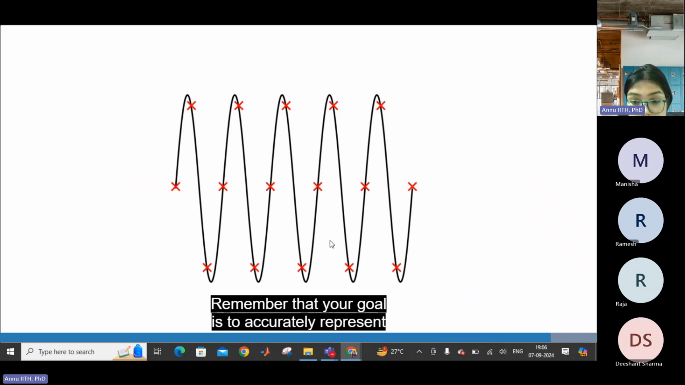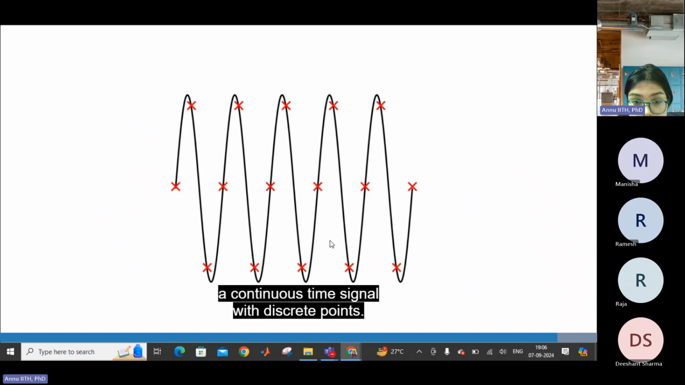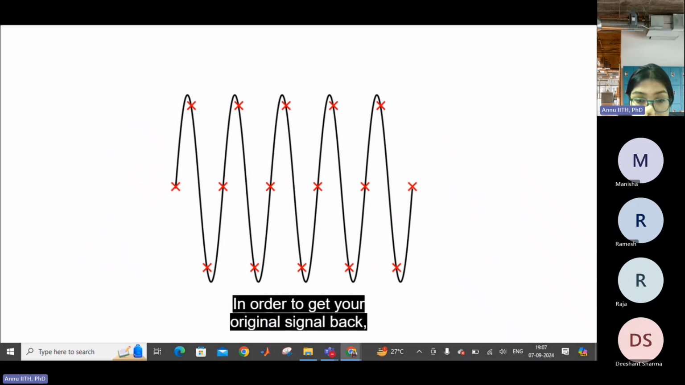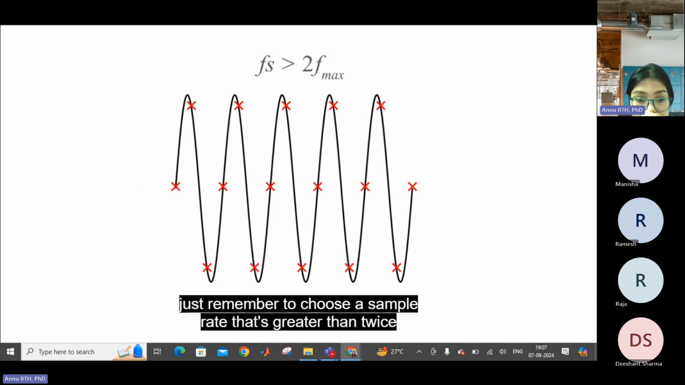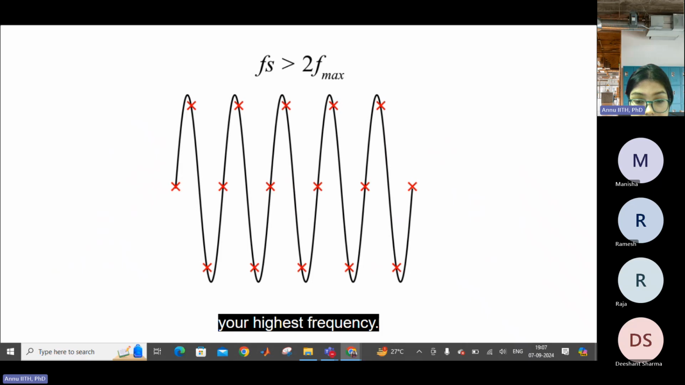Remember that your goal is to accurately represent a continuous time signal with discrete points. In order to get your original signal back, just remember to choose a sample rate that's greater than twice your highest frequency.